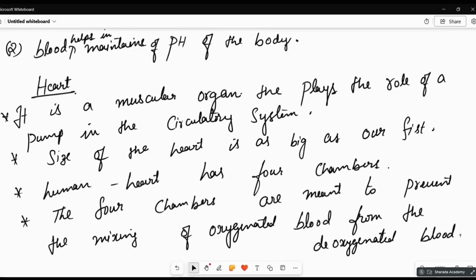And it is having a double circulatory system. That means the blood will flow 2 times into the heart in one cycle. In one cycle, it will flow 2 times. That is the meaning. So why should oxygenated blood and deoxygenated blood not combine? Why is it made like that?